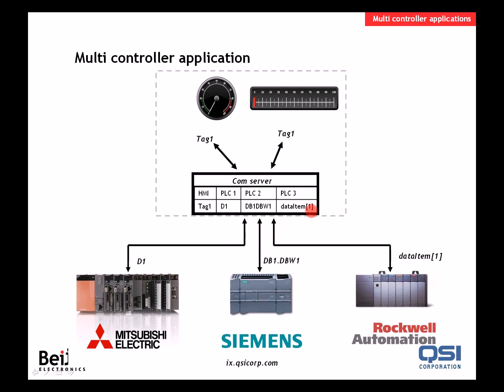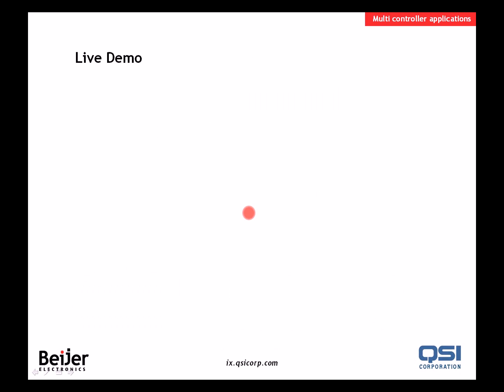So the graphical user elements on the screen are actually communicating to the COM server, which is then distributing this communication to the Siemens PLC or the Mitsubishi PLC. So it's very easy for us in runtime to just deactivate one of the PLCs, and then the communication will only be carried out to the other two.